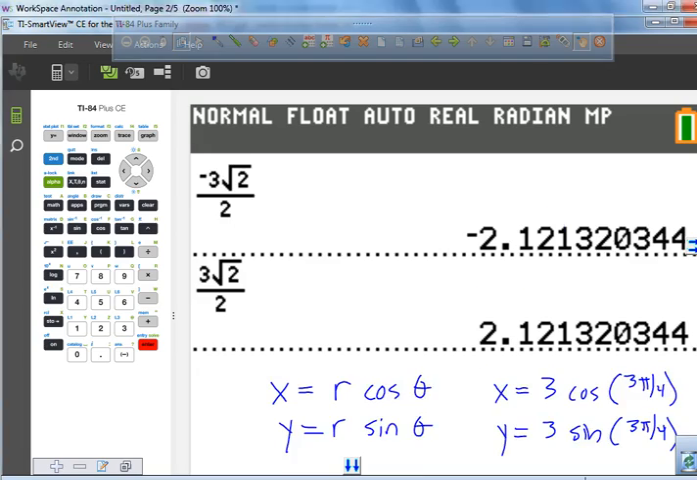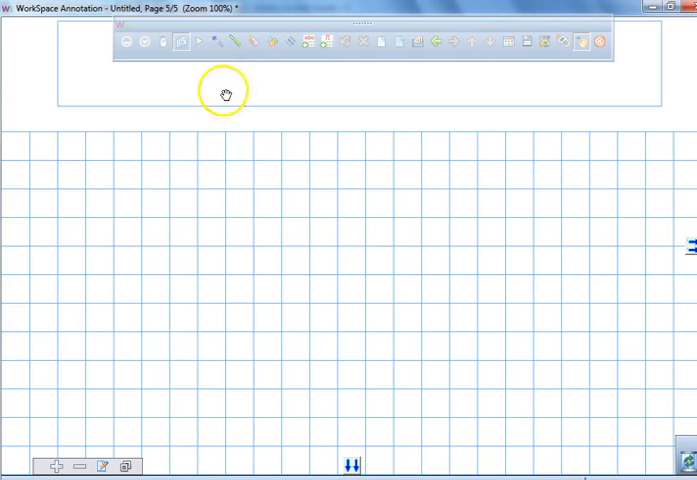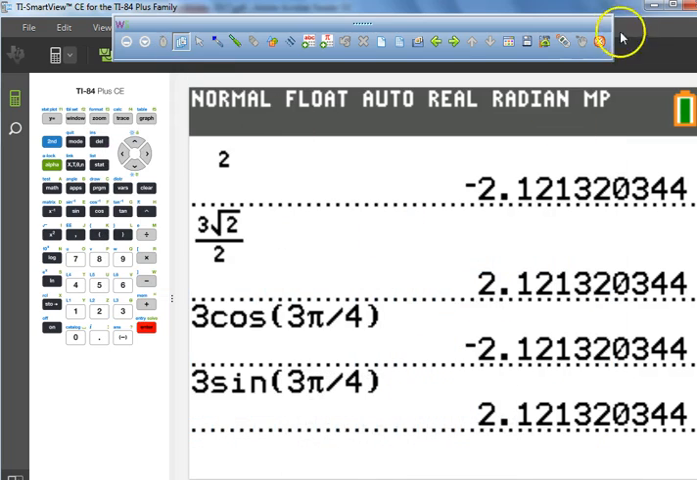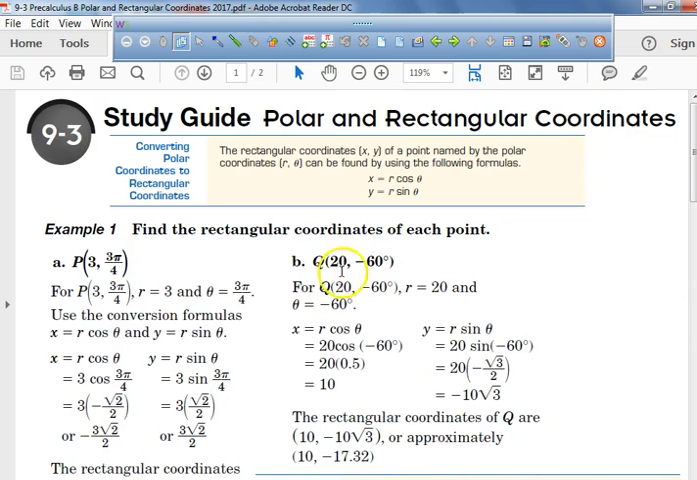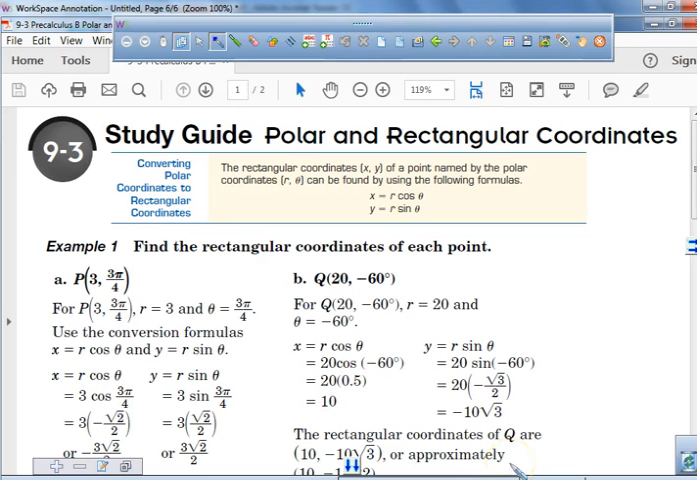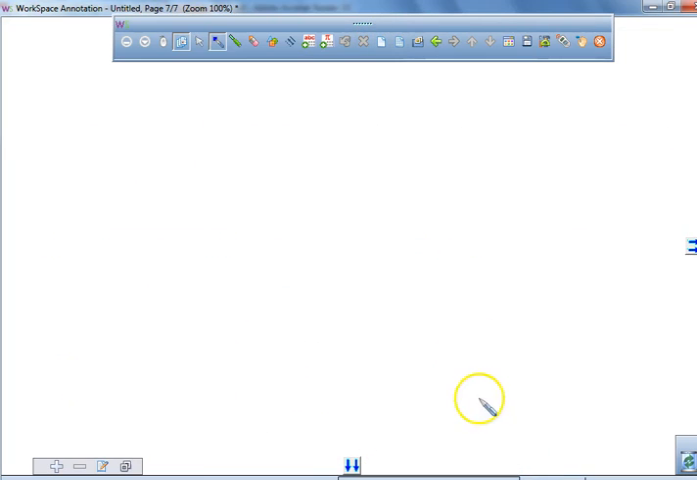Now, we're going to go do the next problem that's on your example, which is dealing with 20, negative 60. So you guys have this. Now, right here, did you see on your study guide, you see your exact answers right here? What did we find our exact answer to be? Negative 3 radical 2 over 2 and 3 radical 2 over 2. So right now, I'm going to take a screenshot of this. We're going to make a new page right here.